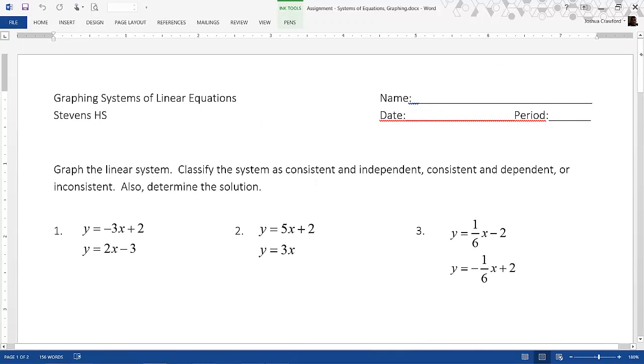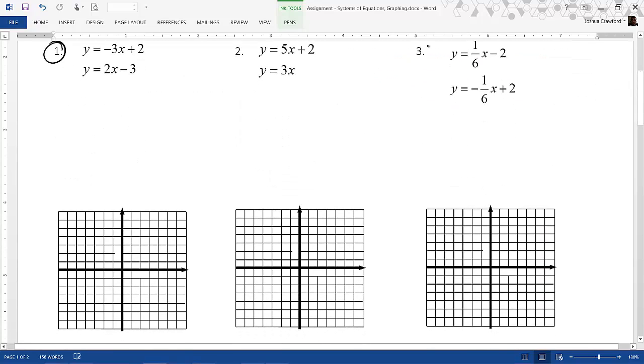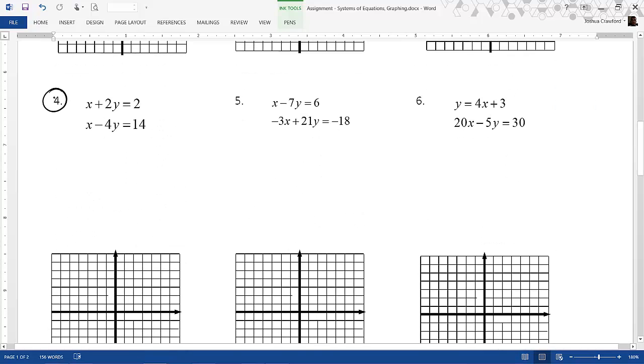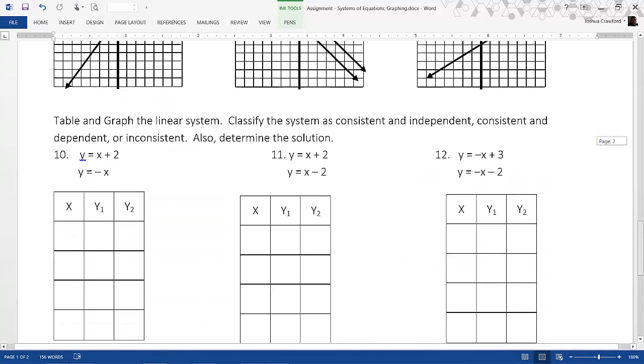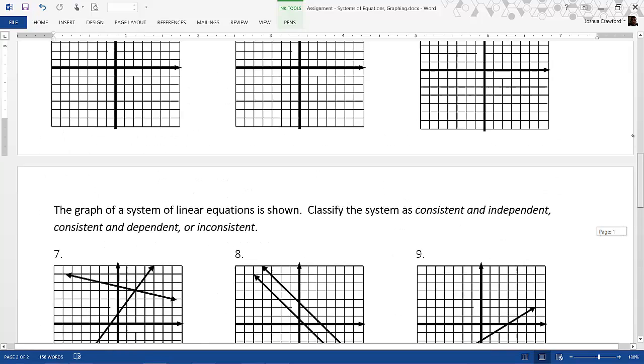Howdy. This assignment will cover graphing systems of linear equations, and we will be covering questions 1, 3, 4, 5, 10, and 12. Let's get started.